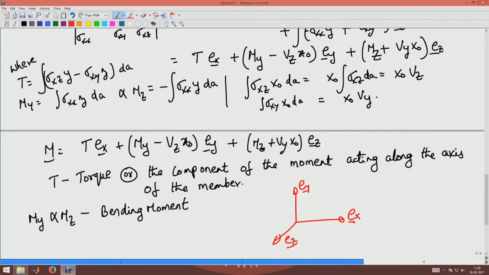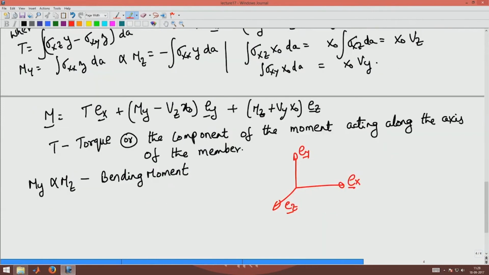The torque is along the axis of the member. So what happens is it produces a shear stress, or the shear stress causes the torque, which produces an angle change in the member. That is why we are not interested in the torque right now, we are interested in the bending moments. You can see the bending moments are dependent upon sigma xx, with the corresponding lever arm being either y or z. So the normal stress sigma xx is the cause for both bending moment along y and bending moment along z directions.